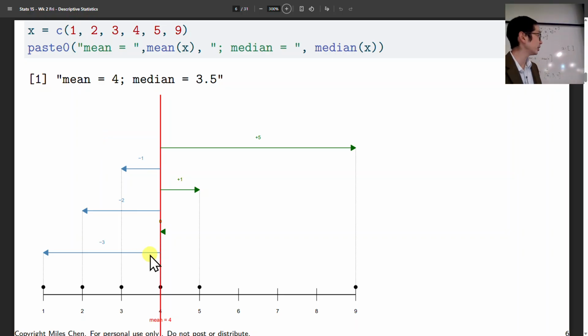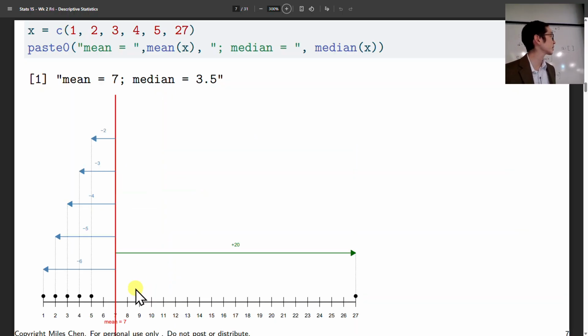And so we think about our negative deviations. 1 is 3 below 4, 2 is 2 below 4, and 3 is 1 below 4. So my negative deviations add up to negative 6. I have no deviation at 4. 4 is at the mean itself, so it gets a 0 there. But 5 is 1 above, and 9 is 5 above 4. So over here, these numbers add up to negative 6. These add up to positive 6, so the mean balances the deviations. Median, still going to be 3.5.